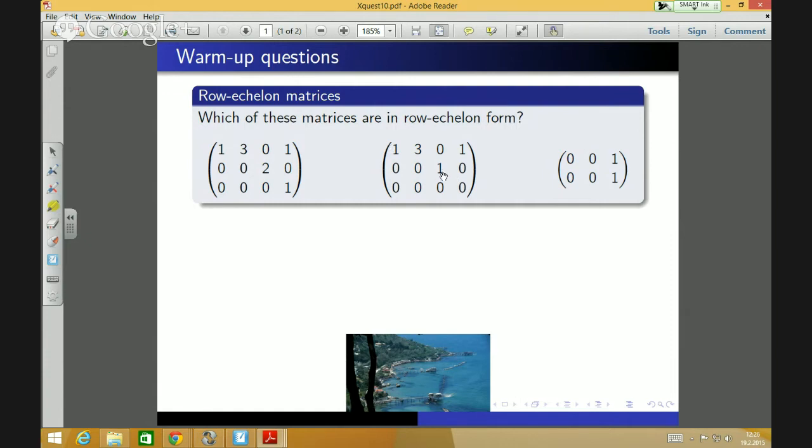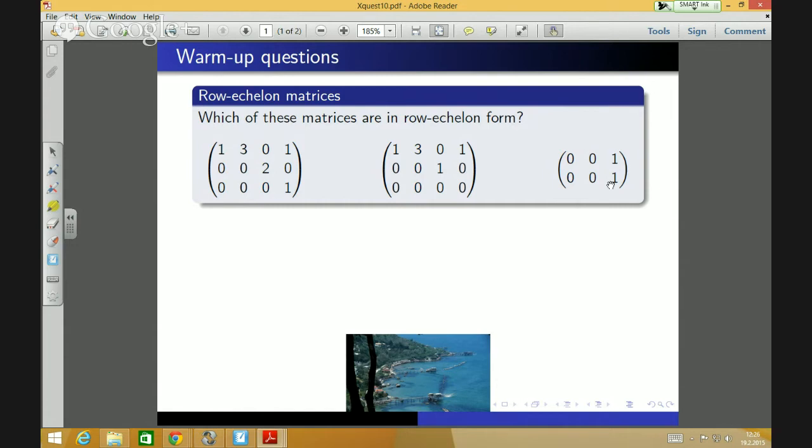Okay, fantastic. The last row is a row of zeros. Does it matter? No, it's in the right place, because all of the rows of zeros should be at the bottom of the matrix. If they are not, we can put them there by swapping rows. Fantastic. So this is in row echelon form. How about this one?